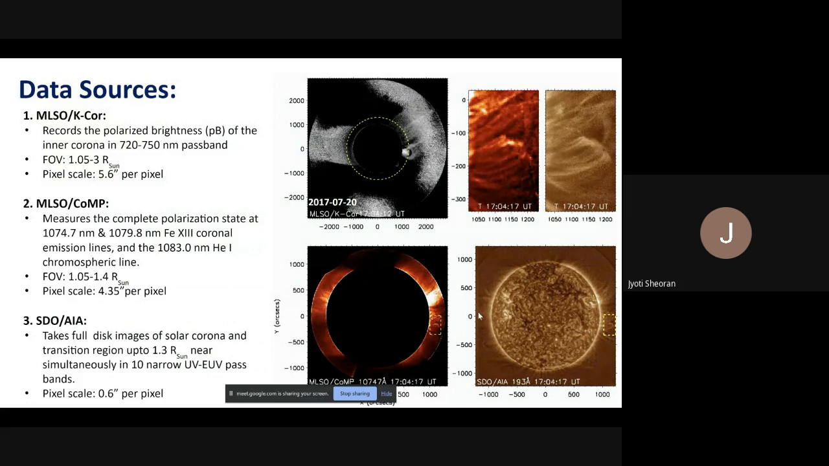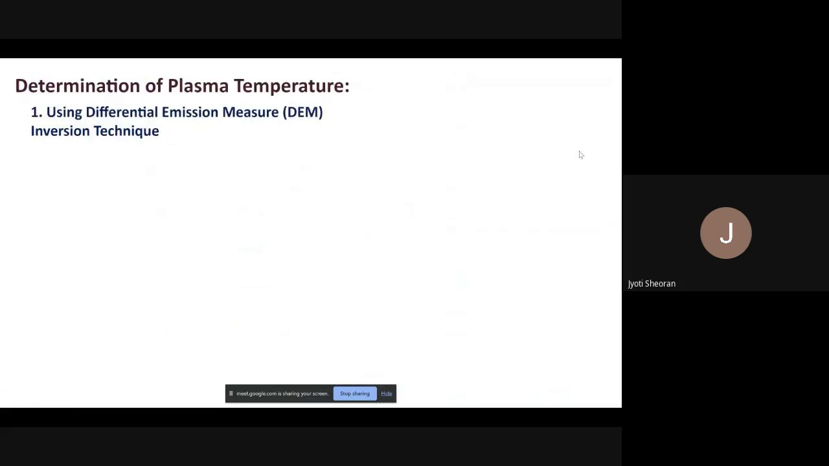And further, we selected a region of interest, which is shown by the yellow rectangular box, which contains our CME core. And the zoomed version of this region of interest is shown on the top right panel, where you can see that the CME core is propagating outward in this region of interest. Now, coming to the analysis, we have determined this plasma temperature using two methods.